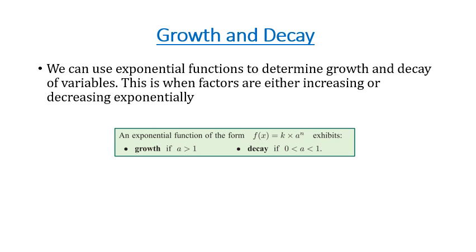Alright, so if we look at the equation that we've got here of f(x) = k times a to the power of n, in this particular case, if a is greater than 1, then we're going to have an exponential growth. Whereas if a is greater than 0 but less than 1, we're actually going to have an exponential decay.